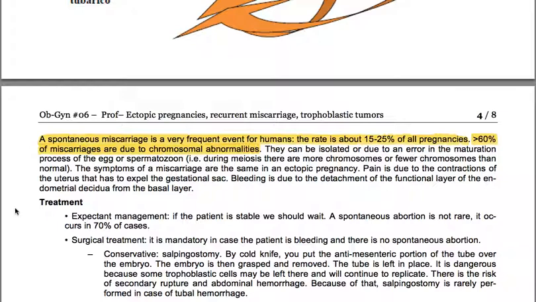The symptoms of a miscarriage are the same as in an ectopic pregnancy. Pain is due to the contractions of the uterus that has to expel the gestational sac. Bleeding is due to the detachment of the functional layer of the endometrial decidua from the basal layer.